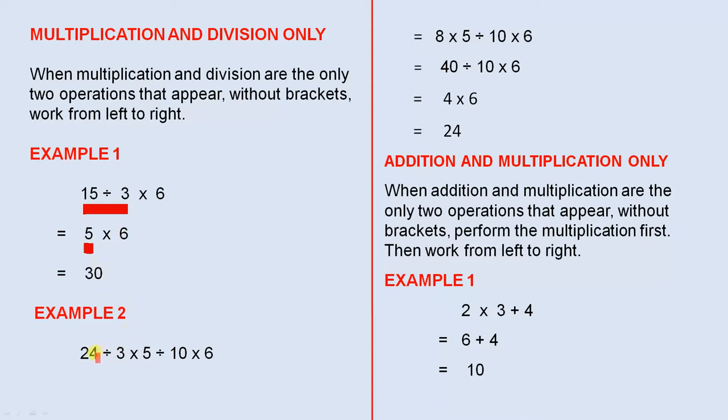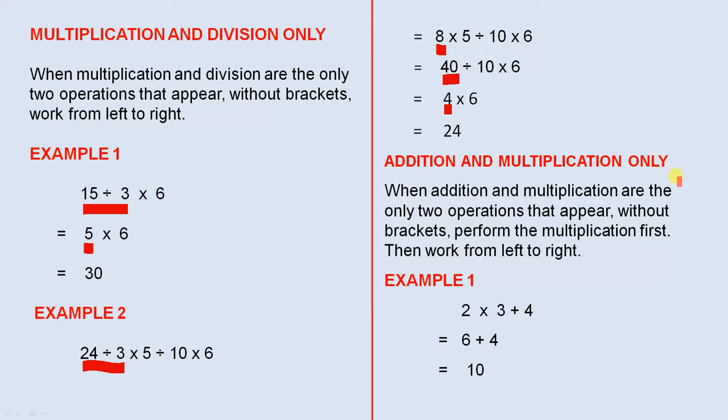Example 2, 24 divided by 3 multiplied by 5 divided by 10 multiplied by 6. Now, 24 divided by 3 gives us 8. And that's the rest of the calculation there. 8 times 5 gives us 40. That's the remainder of the calculation. 40 divided by 10 gives us 4. 4 6s are 24. So you can see how you systematically work from left to right.